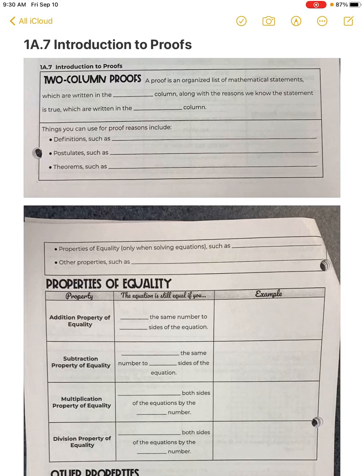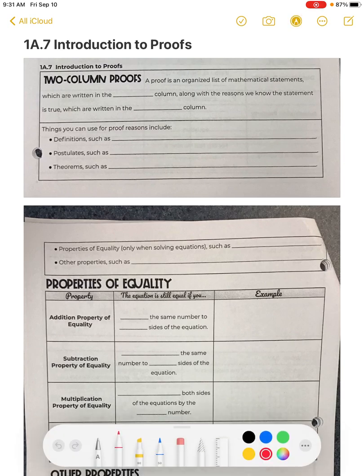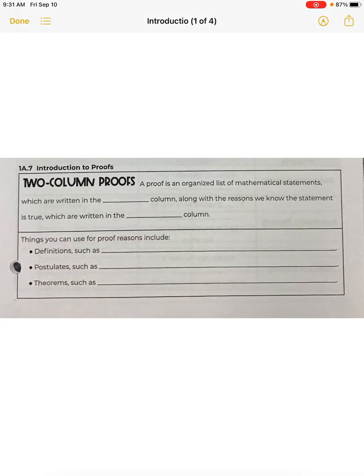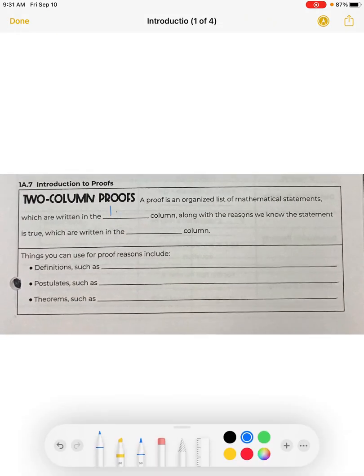Okay, so we are doing introduction to proofs. A two-column proof is the way we show things in geometry. A proof is an organized list of mathematical statements which are written in the left column, along with reasons which we know the statement is true, which is written in the right column.